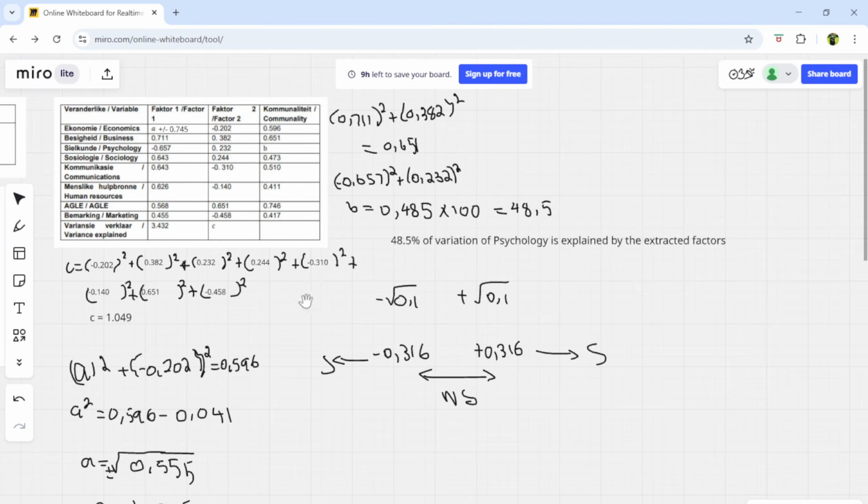So a complex variable is a variable that has more than one significant factor loading. Let's look at economics, for example. Economics has one significant factor loading and the other is not significant. So meaning that economics is not complex.